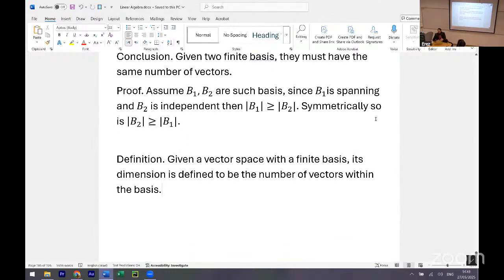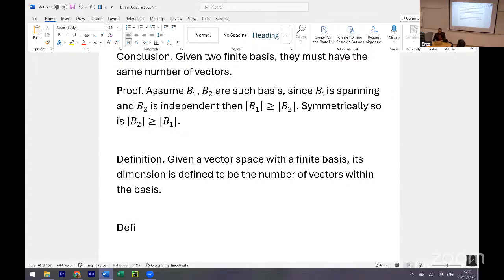So if something is spanning, it must be independent and vice versa? No. In a three-dimensional space, if you take four vectors, it will be dependent. I will say something in that manner in a second.